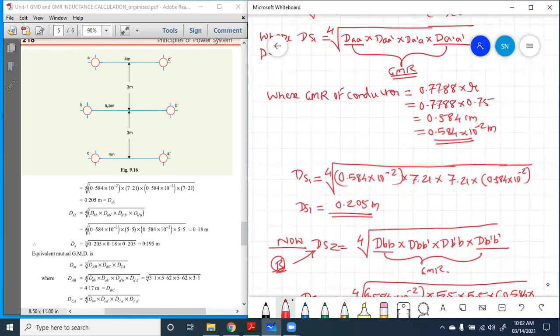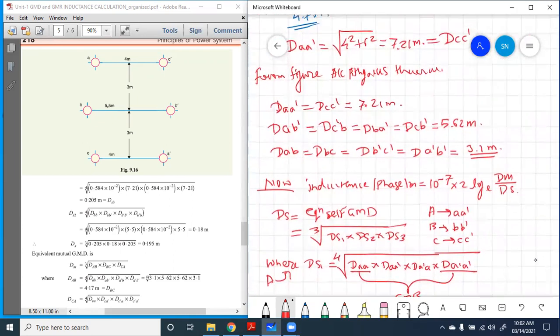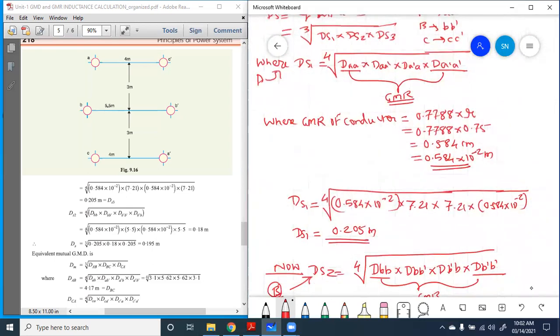What are the distances? The distance C', that is 7.21 again.